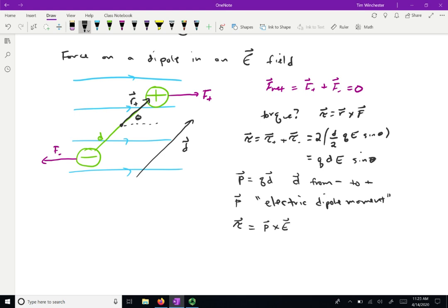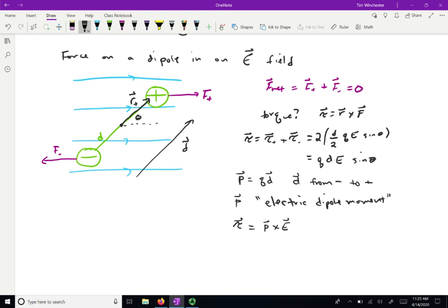The result of this is just that the dipole wants to align with the electric field. If the dipole is aligned with the electric field, there's no torque. If it's anti-aligned, there's no torque. If it is 90 degrees, you get the biggest torque possible.